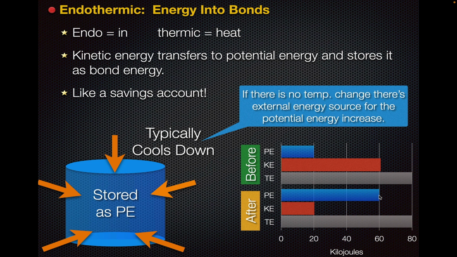Now, we do need to talk a little bit about what happens if we have a process where there is no temperature change, okay? Those things do happen. We do have processes that do not have a temperature change to them. In that case, if you're looking at a reaction or some sort of physical change and there is no temperature change, you probably can identify an external source of energy. For example, maybe you have electricity hooked up to it. Okay, so maybe you're running a reaction and the electricity is providing energy.